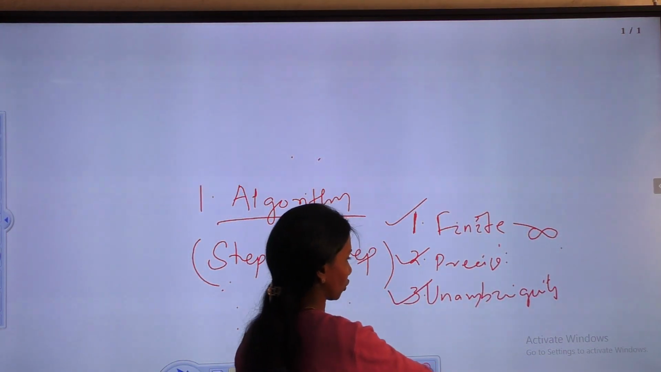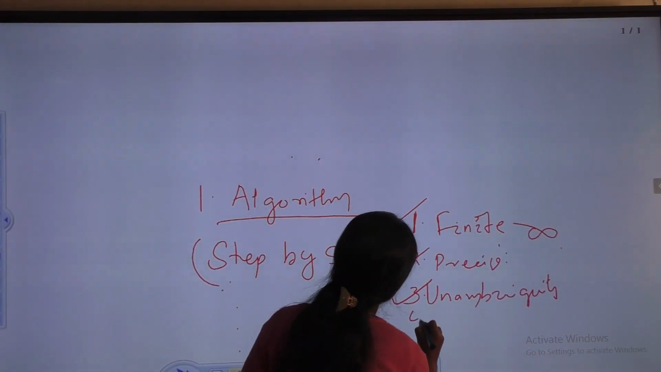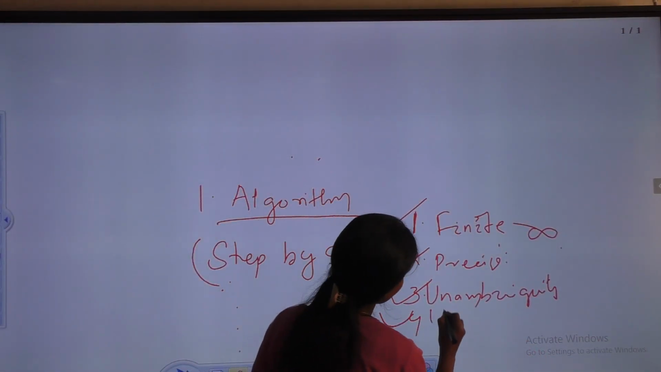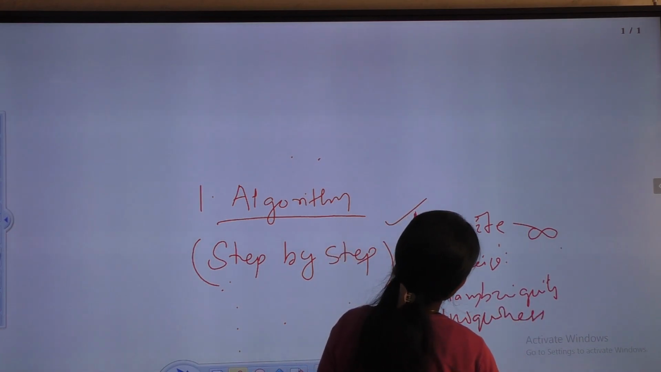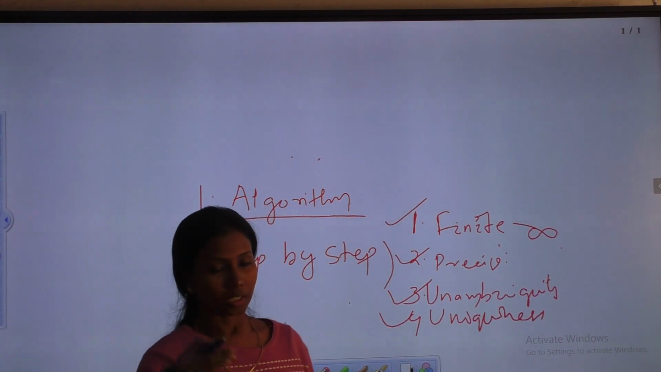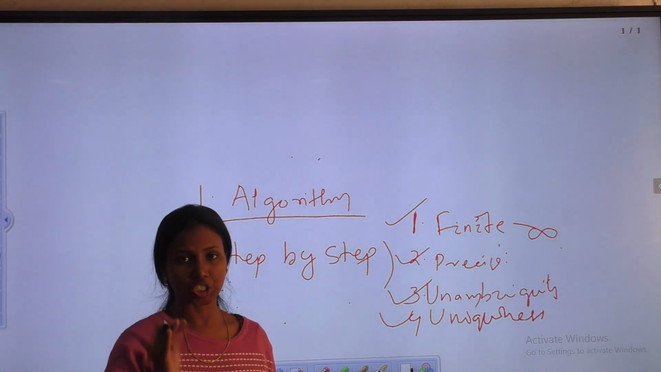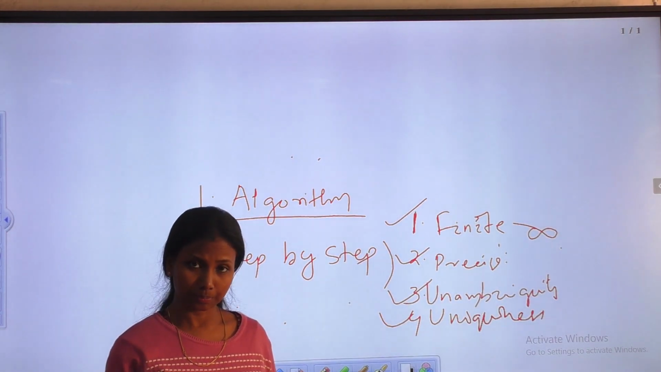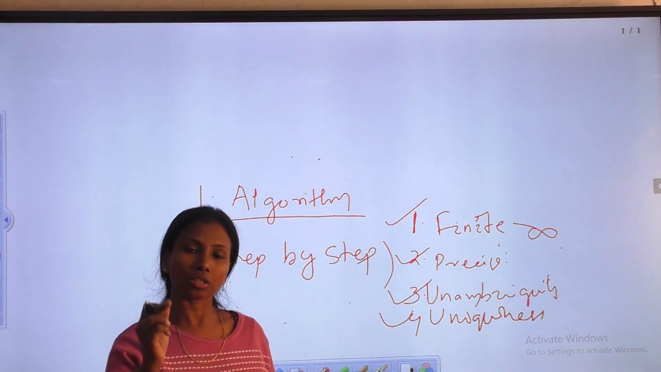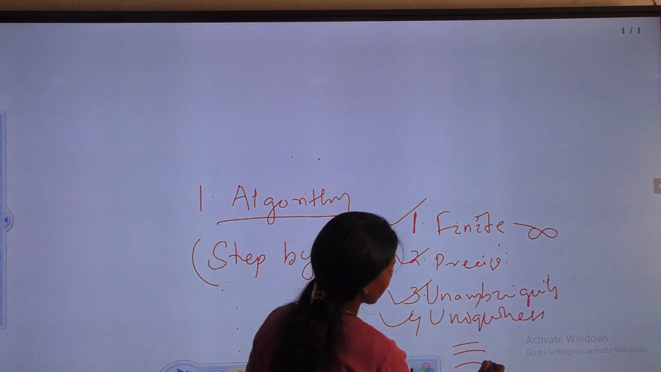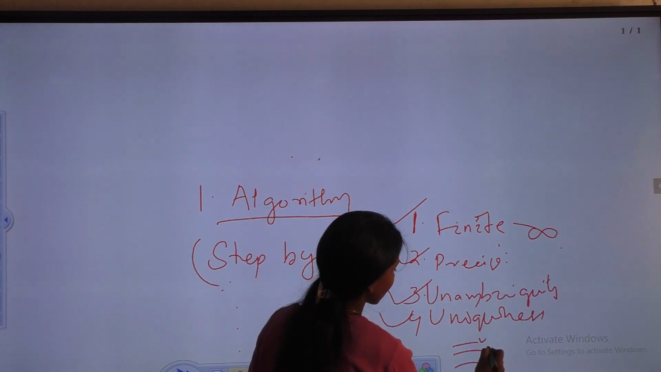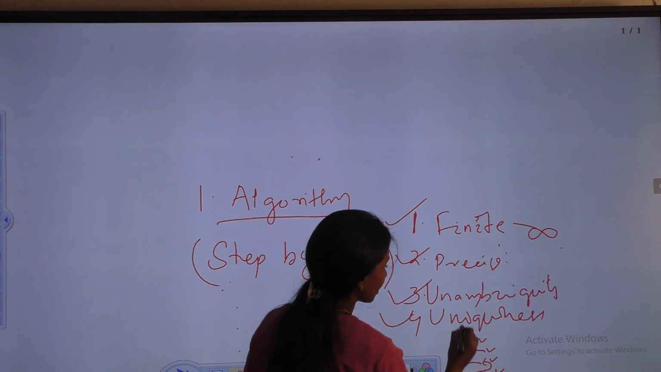This is the unambiguity. The other thing is your uniqueness. Uniqueness means each step is different from each other, but the next step only depends on its previous step. Suppose there are 3 to 4 steps, so it only depends on its previous steps. So each step should be the precise one. The algorithm should be a finite one.